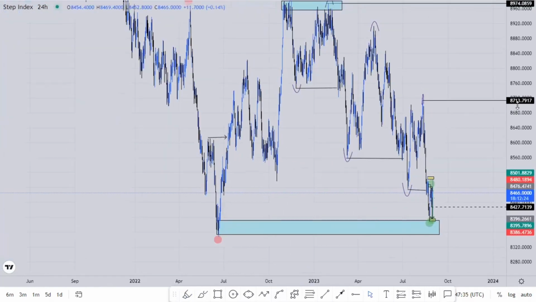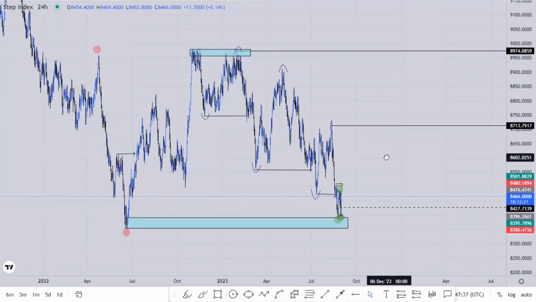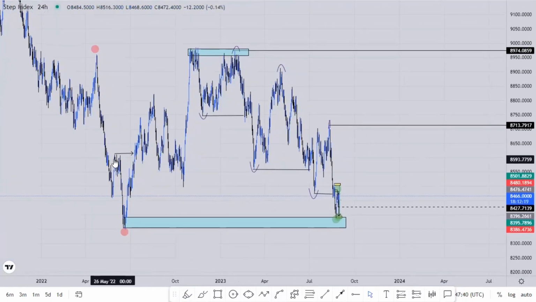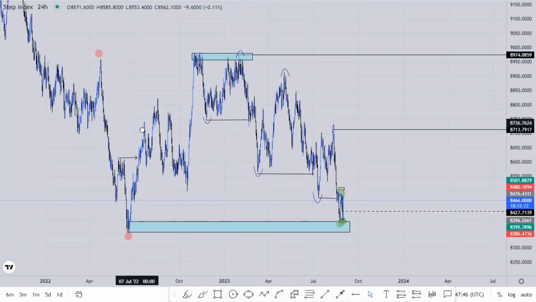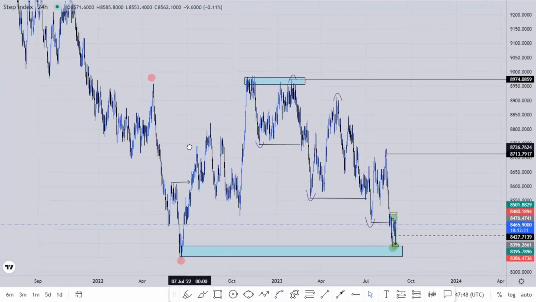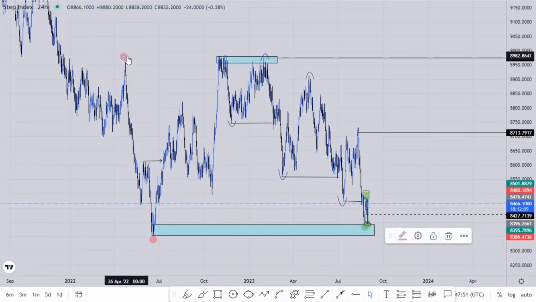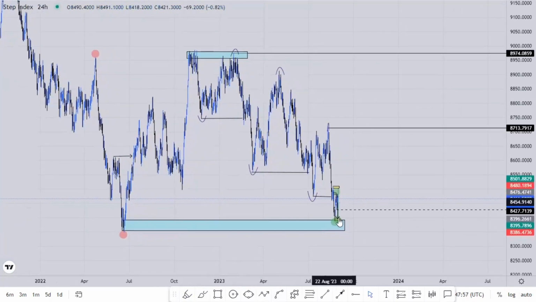So here, step index is also presenting us with the same thing now, whereby you can see this is a major change of character to the left side. That's a change of character to the left side, right? But that's a lower high there. Major lower high, major lower low. Internal change of character there. Internal change of character, it gave us this pullback.